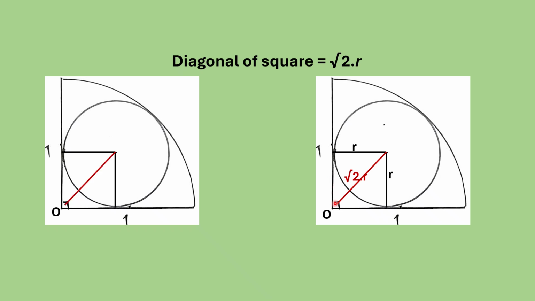Now draw the diagonal of the square. See the blinking line. What we have drawn? The diagonal of the square, and if the side of the square is r, the diagonal will be root 2 times r. You can also take this right angle triangle, and by Pythagoras theorem, r square plus r square will be 2r square, and the square root will be root 2 times r. So we get the diagonal of the square as root 2r. Now let us see the next step.